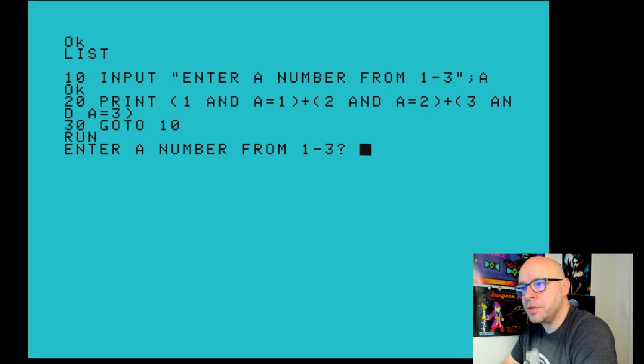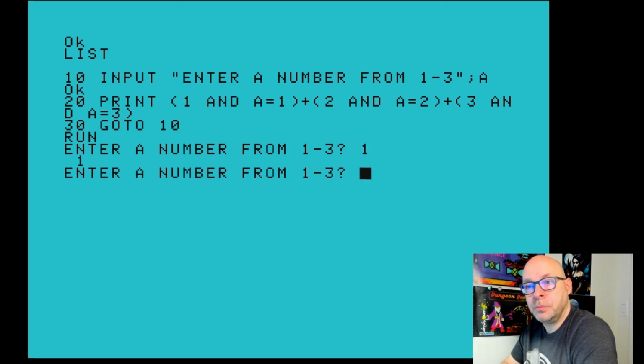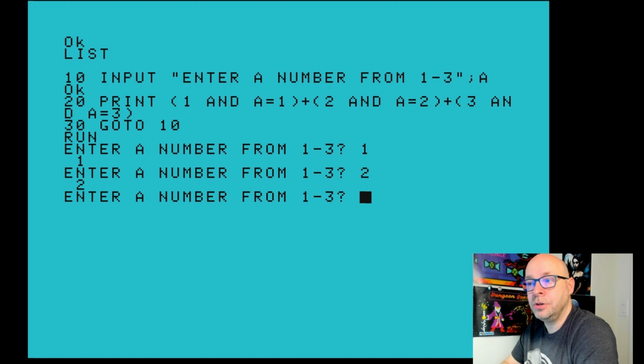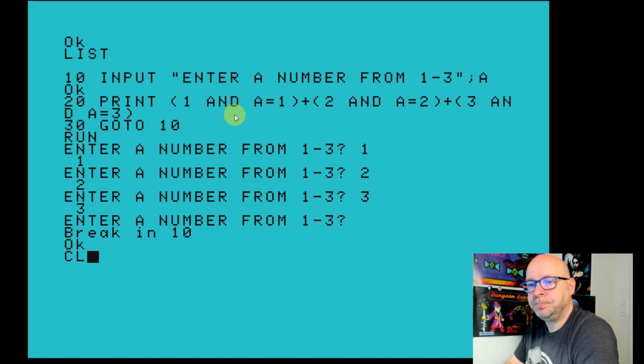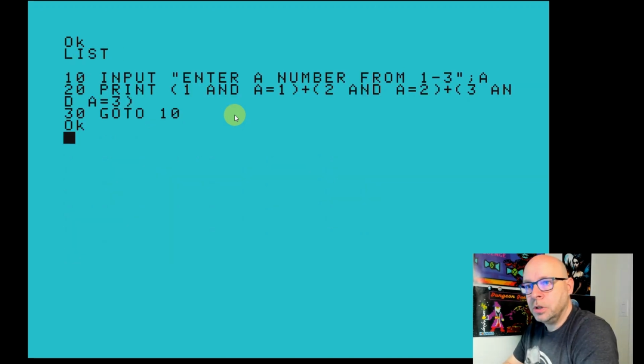Enter a number, let's enter the number 1, and it prints the number 1. Enter 2, prints 2, enter 3, it prints 3. So now here we can use logical conditional statements, in this case the AND statement, to do our conditional checks on the A variable. All right, so now let's break out of this program, and we will delete lines 20 and 30, and we'll start again.